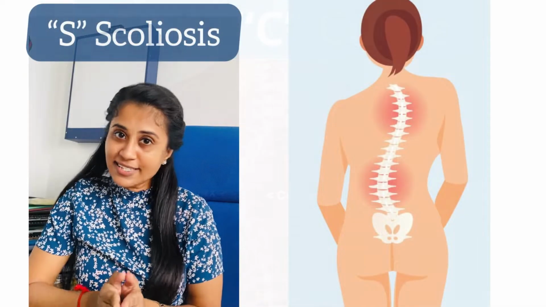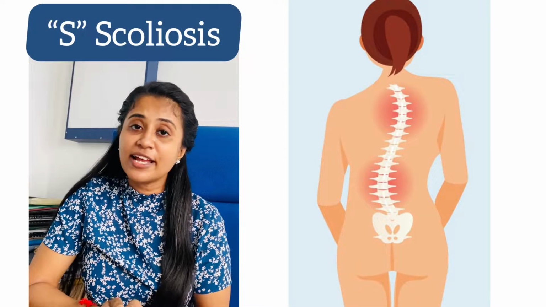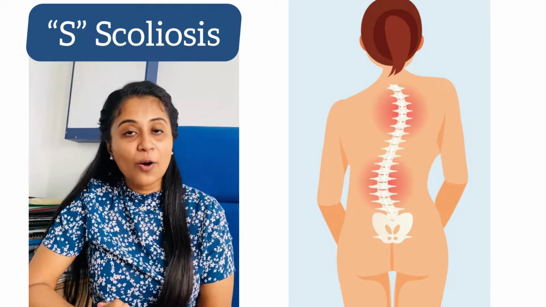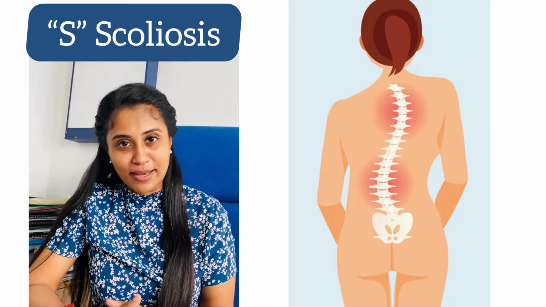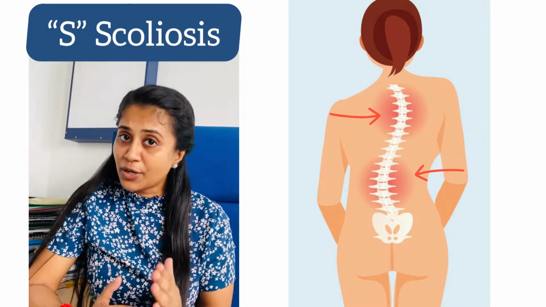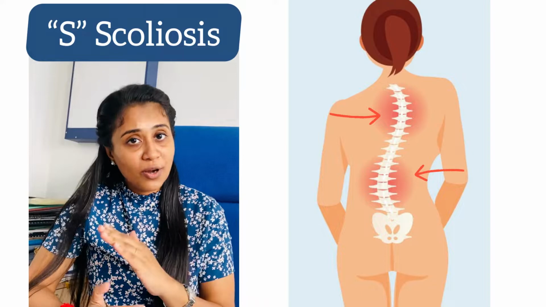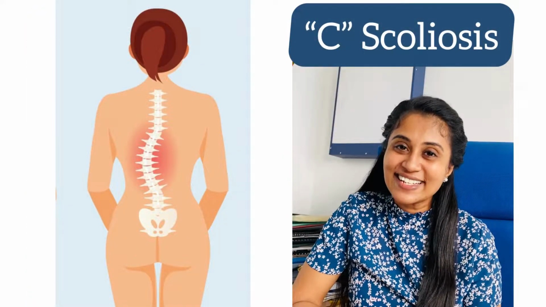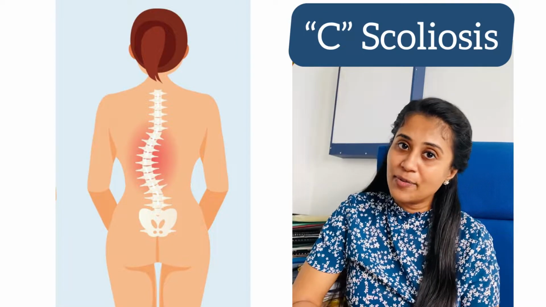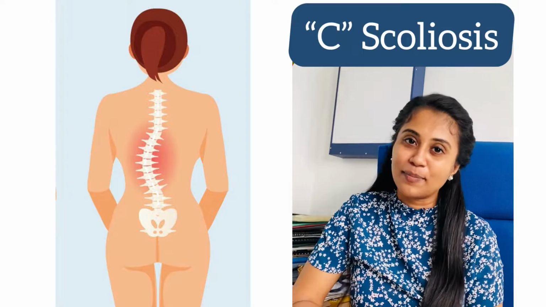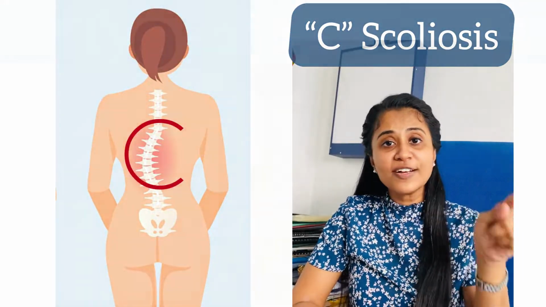We can divide scoliosis curvatures of the spine into two types. One is the S curve. Here there are going to be two curves in the spine, one concave and the other convex, like an S shape. The other type is the C curvature scoliosis, which means only a single curve in the spine, like in the shape of a C.